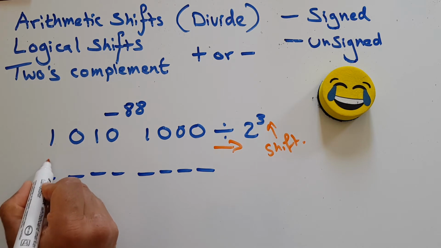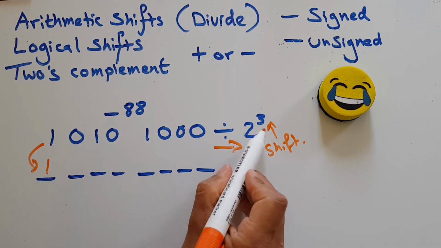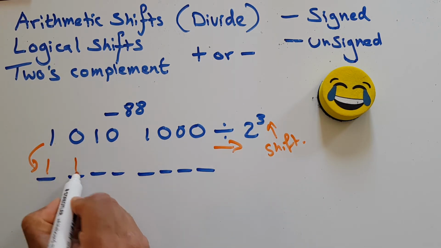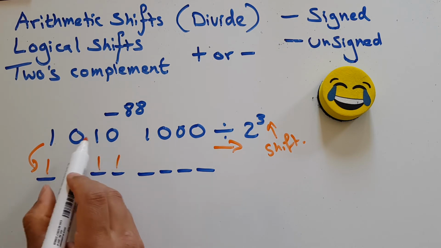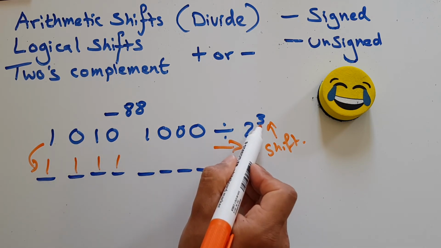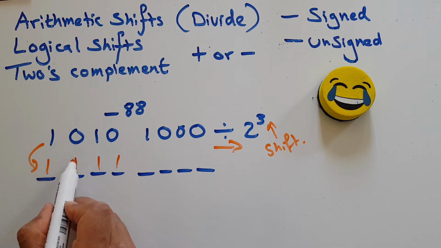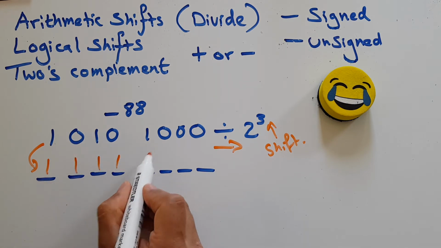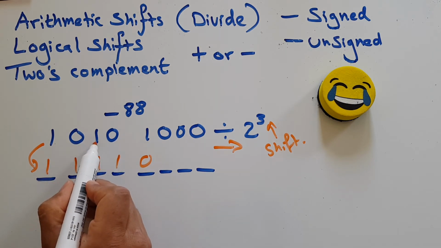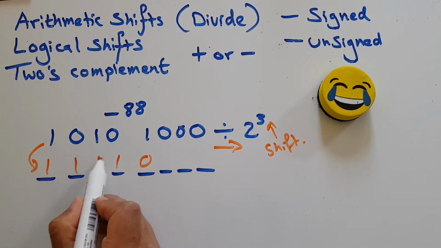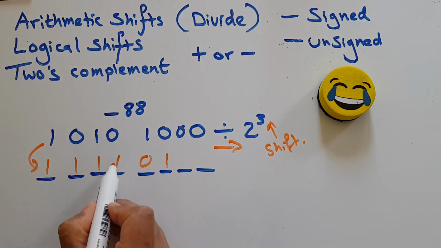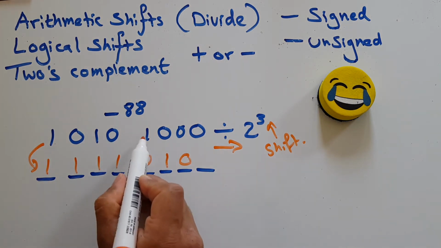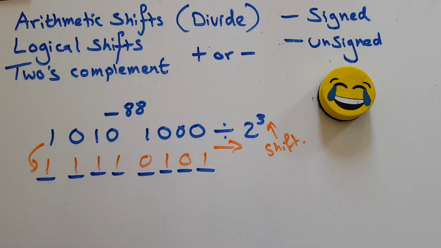Then drop down my MSB, copy my MSB 3 times, 1, 2, 3, and now shift the rest of my binary by 3 positions. So that 0 goes 1, 2, 3, and what follows it is a 1, 1, 2, 3, 1, 2, 3, 1, 2, 3. There. So I perform my shift.